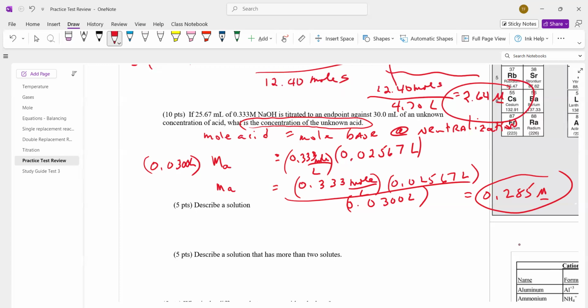Okay, any questions about that titration? And again, you're going to be practicing your dry lab.